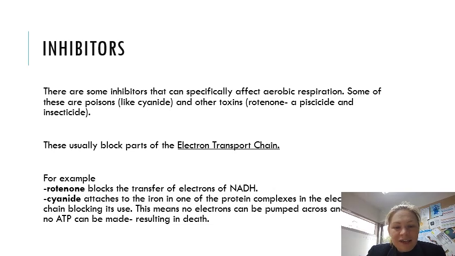Finally, there are some inhibitors that can affect specific parts of aerobic respiration. Some of these are poisons like cyanides and toxins, and they usually block parts of the electron transport chain. We can see some examples on this slide of poisons which have an impact on the rate of respiration because they block the transfer of electrons to NAD.